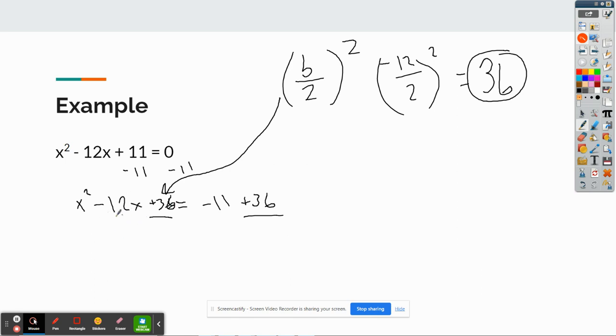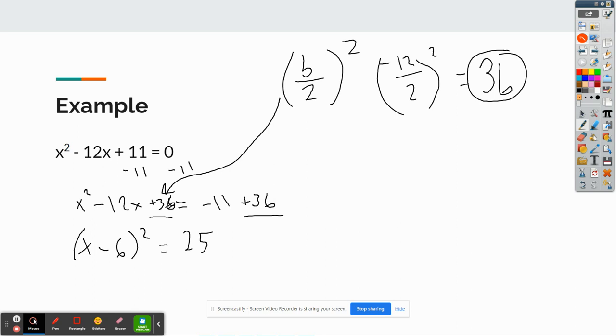So now we're ready to factor. So we're going to factor our left side. So what multiplies to 36 and adds to negative 12? Negative 6 and negative 6. So we're going to write it like this, x minus 6 squared. And on the right side, we're going to combine our negative 11 and our 36 to get a 25.